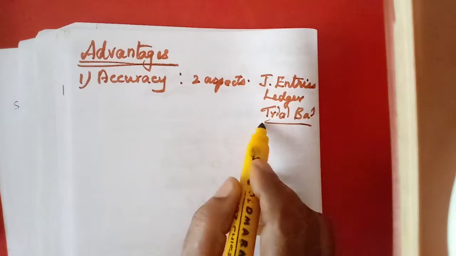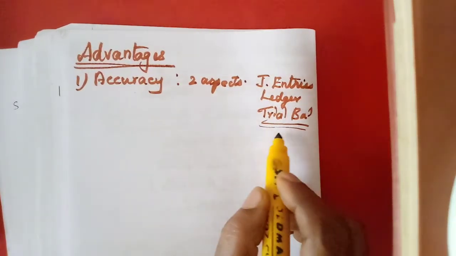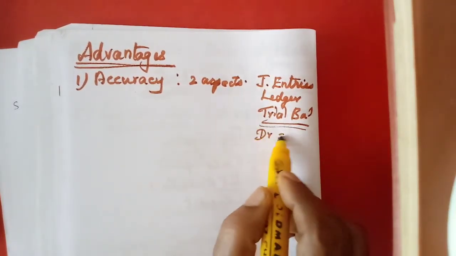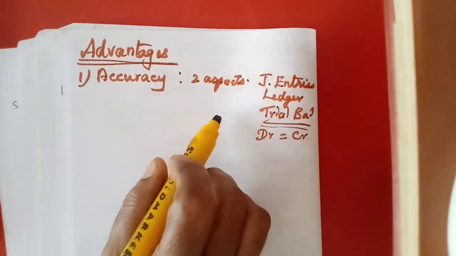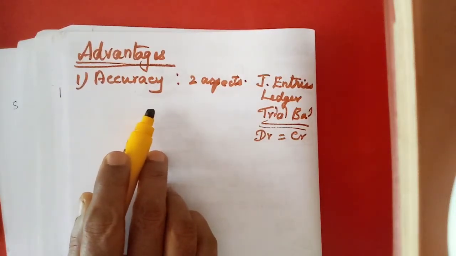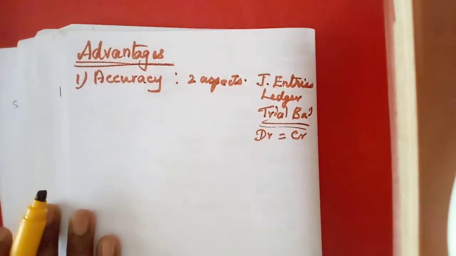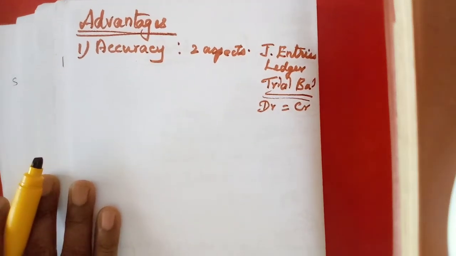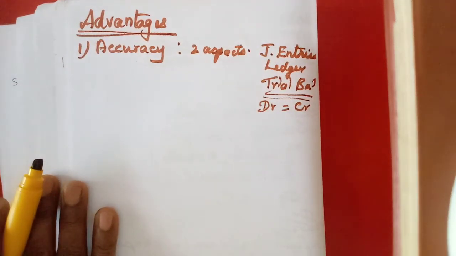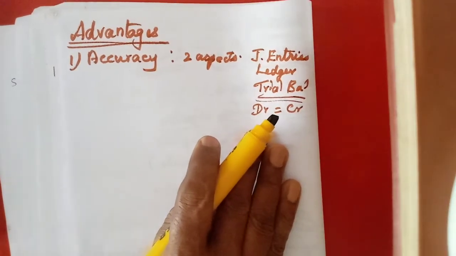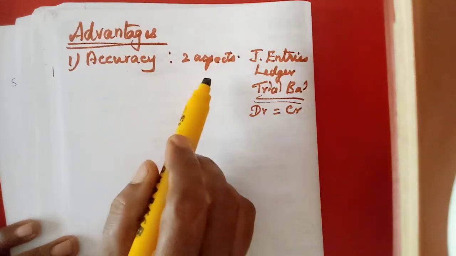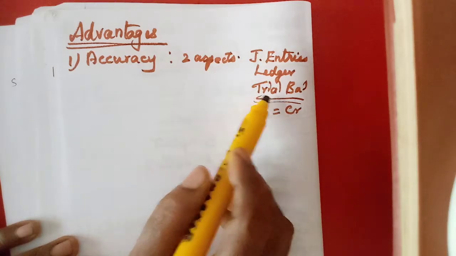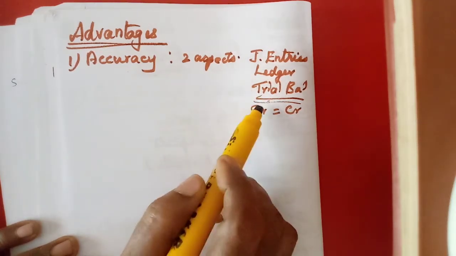Here we can check the arithmetical accuracy. If the trial balance debit side is equal to credit side, we can conclude that our arithmetical calculations are accurate, correct. To some extent we can conclude. Totally we cannot come to a decision that all the calculations are correct. There may be some errors also, that we will learn in the future lessons. But now here the arithmetical accuracy can be checked by preparing the trial balance.